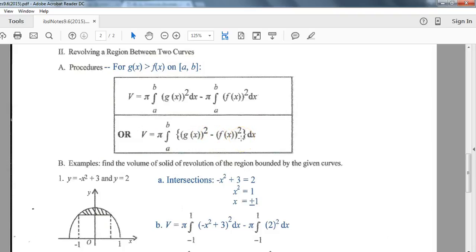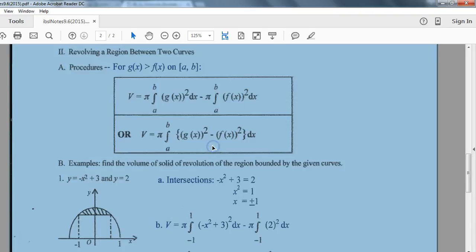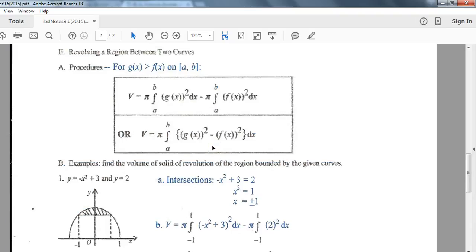One thing I want you to keep in mind on this as far as the order of operations is you got to square each function before you subtract. And so I'm going to take the function that's on top. You can see in the drawing right here, that's going to be the parabola, the x squared plus 3. So that's going to be my first function, and I'm going to square that. I'm then going to do my second function, which is the y equals 2. I'm going to square that, then I will subtract. And so that's kind of the order that you want to approach these in.